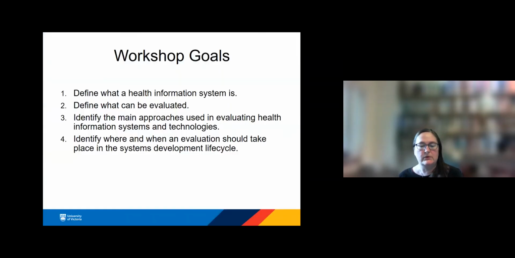So today's workshop goals, there's about 4 of them. The first is to define what a health information system is, how it can be evaluated, identify the main approaches used in evaluating health information systems and technologies, as well as identifying where and when an evaluation should take place in the system's development life cycle.